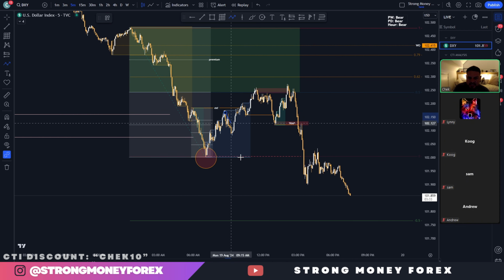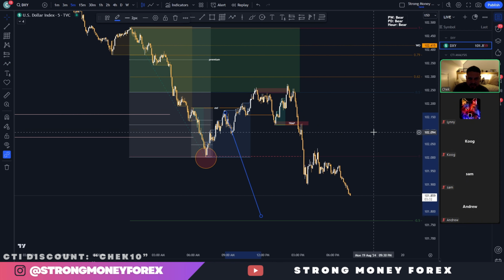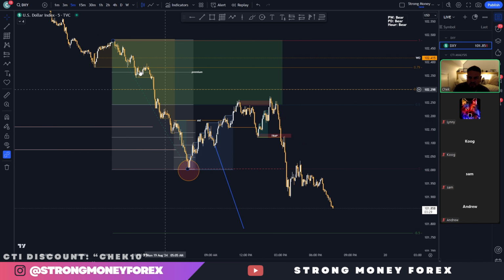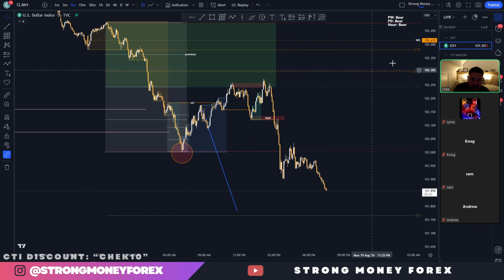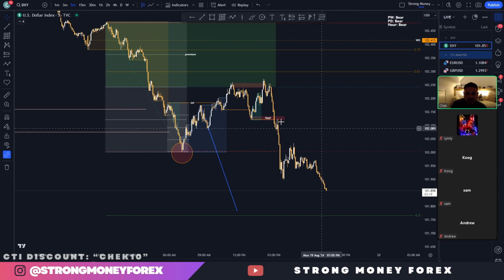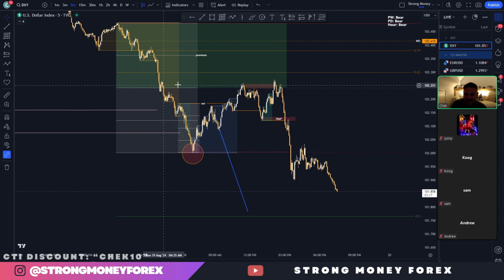Because price could have easily done this morning, easily done that. I drew on my fib with this one. We didn't get into the golden zone, as you can see. That, for me, was good because I could see that this price action was happening at that 50% zone. That tells me that there is a lot of weight behind sells on the DXY.